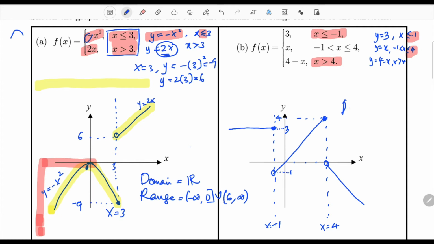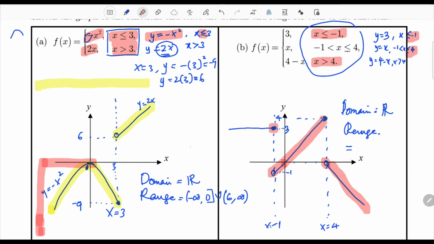So the domain will be referring to this. Be careful, you have to look at it carefully, from -infinity to 4. You have the equal sign, at 4 also you have the equal, so that should be all real numbers. What about the range? From below up to here, it covers these two, and then here it covers this part up to 4. So the range will be -infinity up to 4, including 4. Why include 4? Because this is the shaded circle.